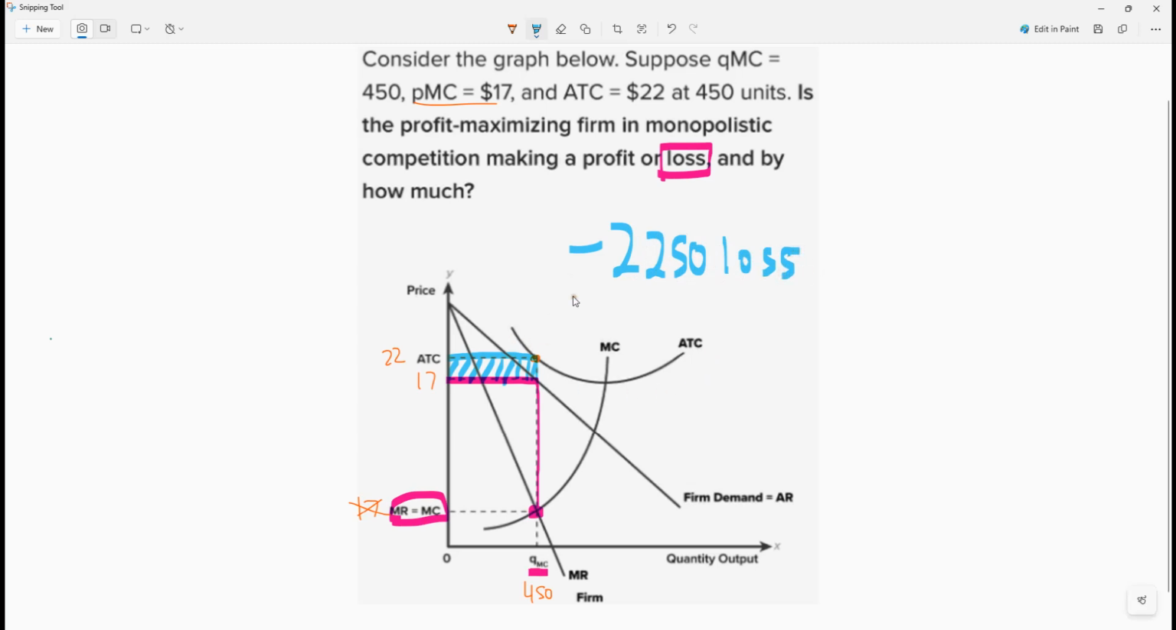So in the long run, because this is monopolistically competitive, this firm is going to exit the market. That will shift the demand curve to the left, and for the existing firms might get closer to a profit.